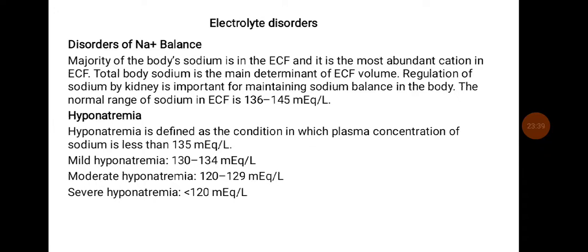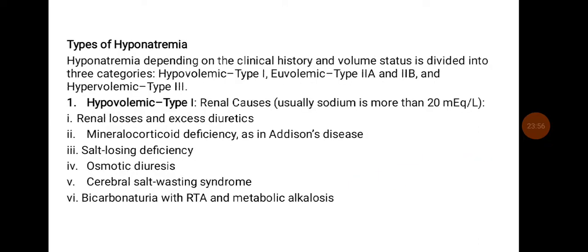Hyponatremia is defined as the condition in which the plasma concentration of sodium is less than 135 milliequivalents per liter. Mild hyponatremia is between 130 to 134, moderate 120 to 129, and severe hyponatremia when sodium levels fall below 120 milliequivalents per liter. There are different types of hyponatremia based on the clinical history and the volume status, divided into three categories: hypovolemic, type 1, euvolemic, type 2 A B, and hypervolemic, that is type 3.